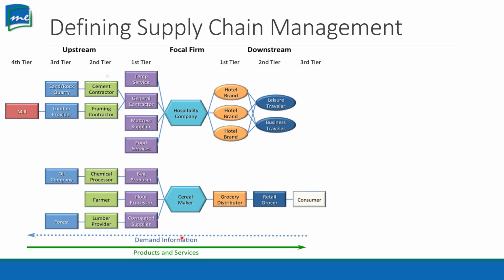So when we look at it, we have information going one way, and then we have products and services going the other way. So information going one way is, for example, sales data. Do you think that the cereal maker might be interested to know that the retail grocer like Walmart is selling 50 boxes of cereal a day of Raisin Bran?